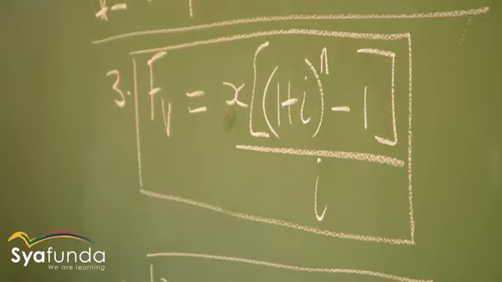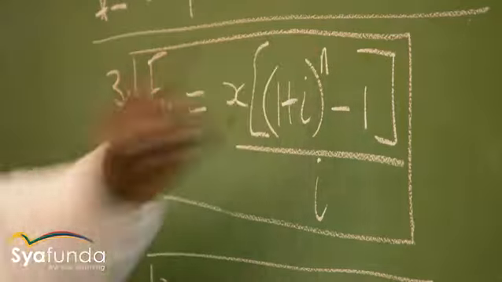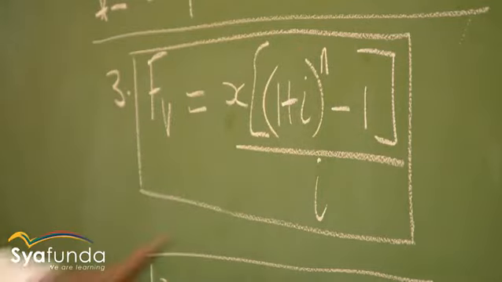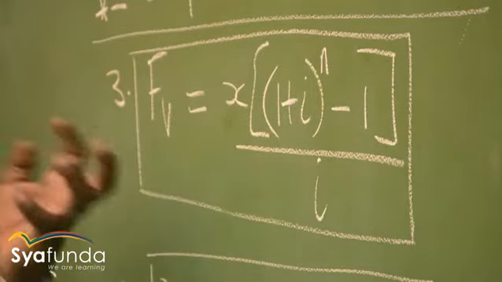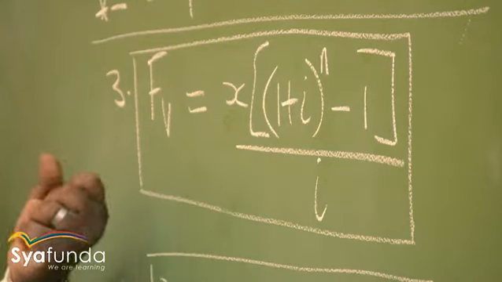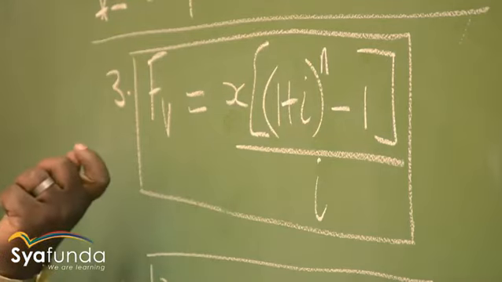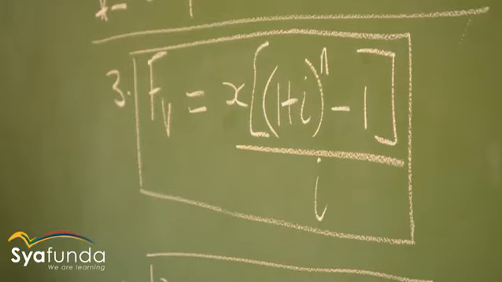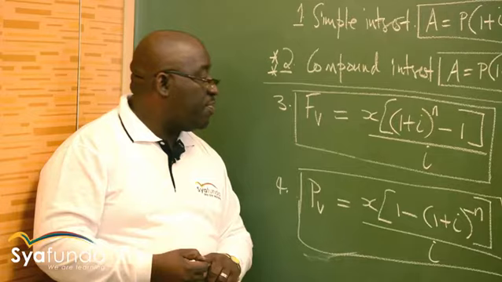I, as I said, is the interest rate. N is the number of years. I is also the interest rate. This is the formula that the banks will use to find, if I'm putting a particular amount of money every month, how much will I get after a certain period of time.